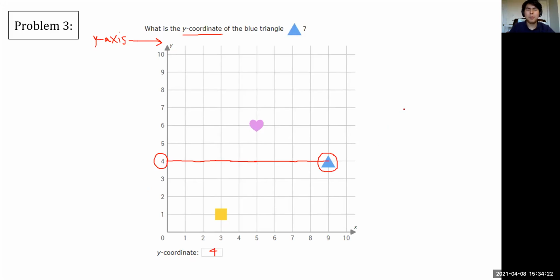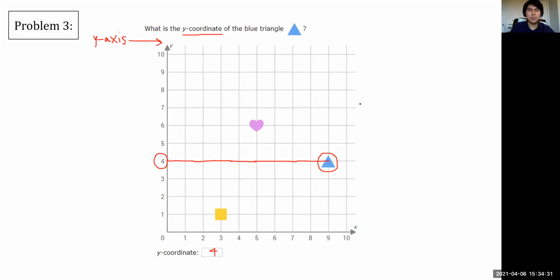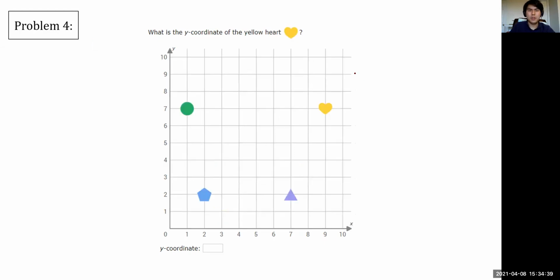Okay, let's go to problem 4 now. What is the y-coordinate of the yellow heart? Problem 3, which we just completed, asks us for the y-coordinate of the blue triangle. Similar process. In fact, it's the same process, except now in problem 4, we are trying to find the y-coordinate of the yellow heart. So our yellow heart is right here, and our y-axis is right here.